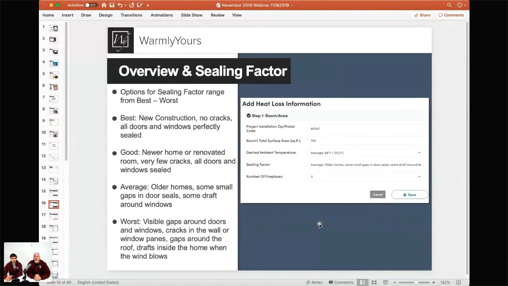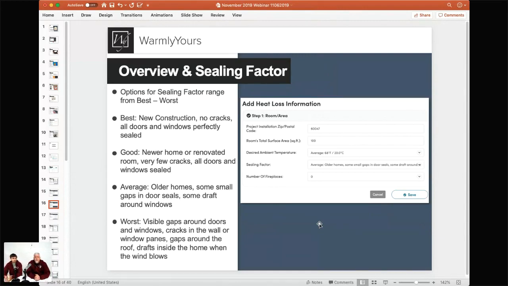And here's where we start adding heat loss information. Here's where these drop downs are going to really affect what BTUs are needed in that room, right? Yeah, that's pretty much step one, the very first step of the actual heat loss input information. Almost every single field on the form here has a direct impact on your final results.